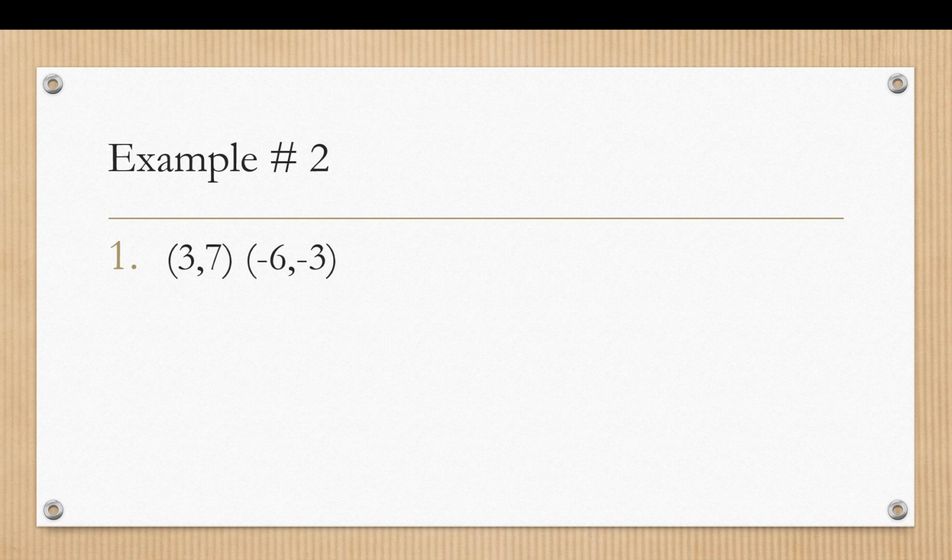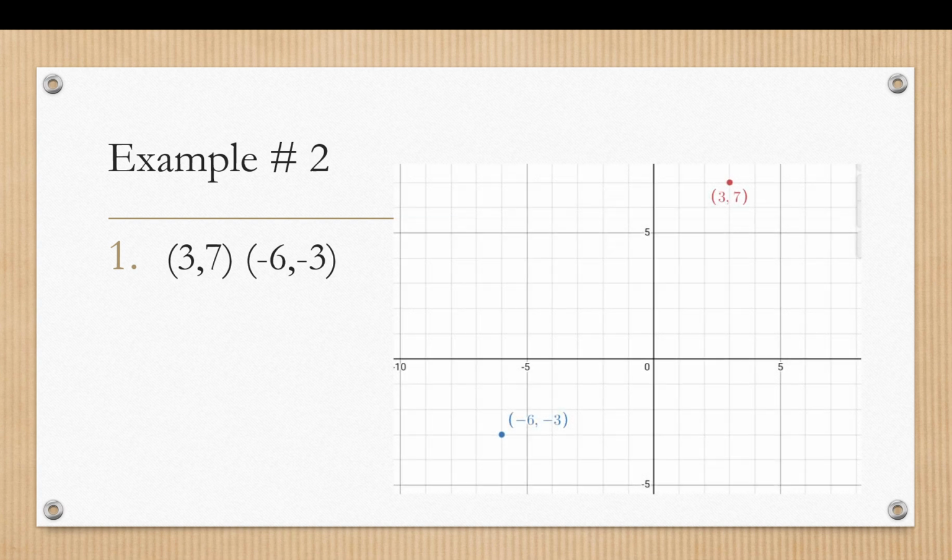Okay, class, we have to remember that the x coordinate represents the horizontal line and the y coordinate represents the vertical line. So our points will be located here. Here are the points (3, 7) and (-6, -3), which will make a graph that looks like this.